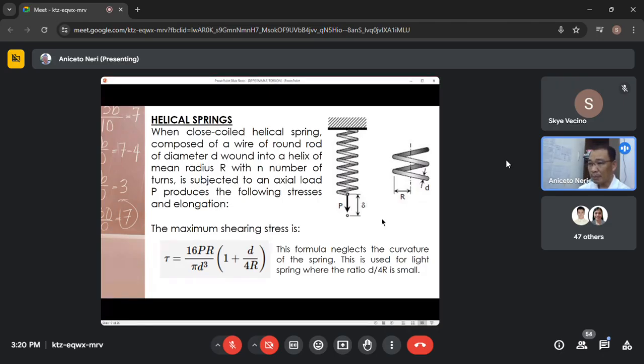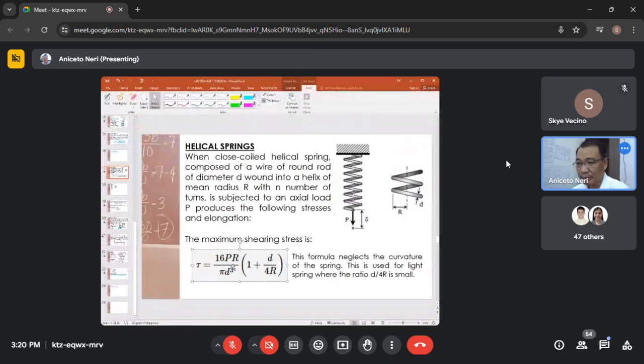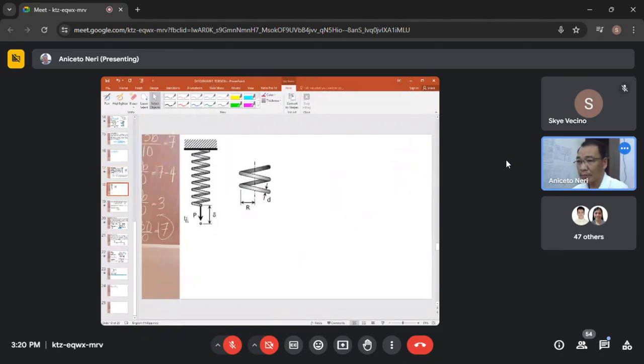So, unsay pasabot dire nga gineglect niya ang curvature sa spring? I will try to derive this one.